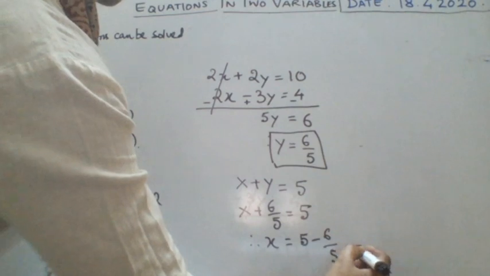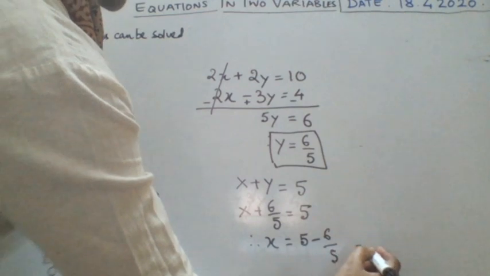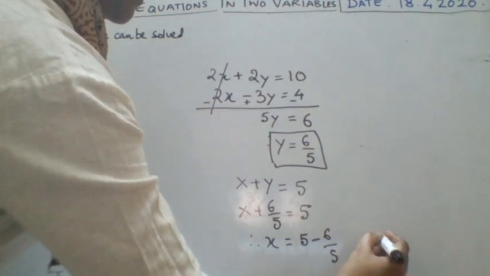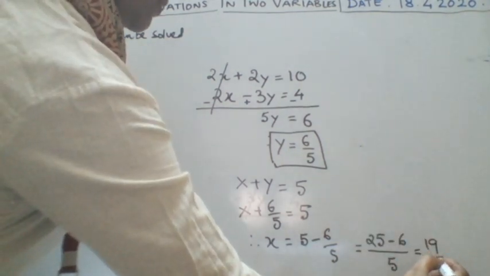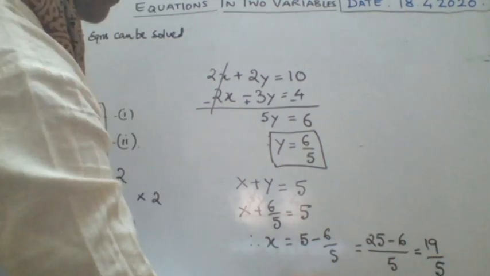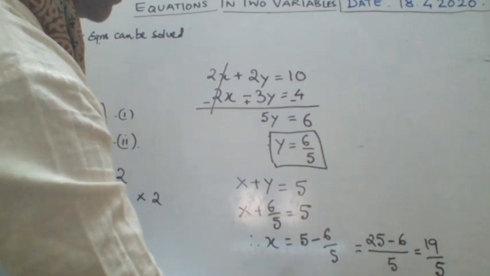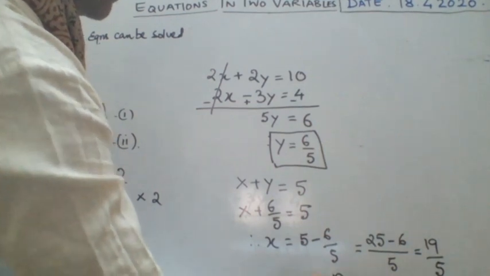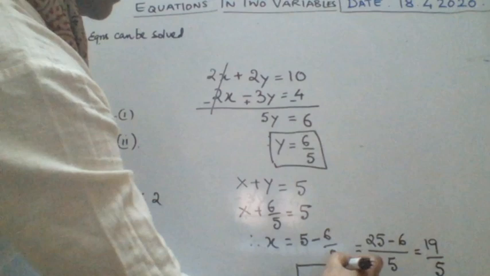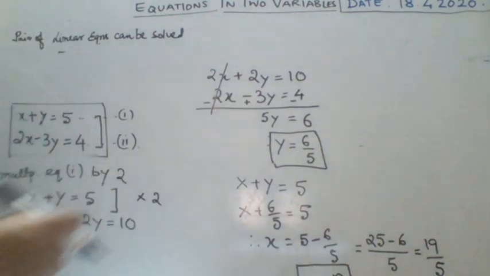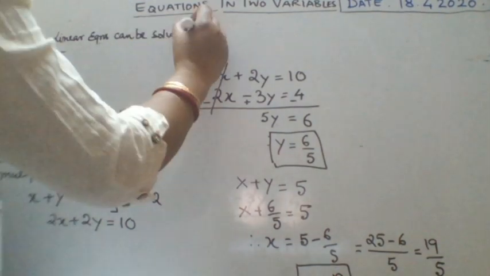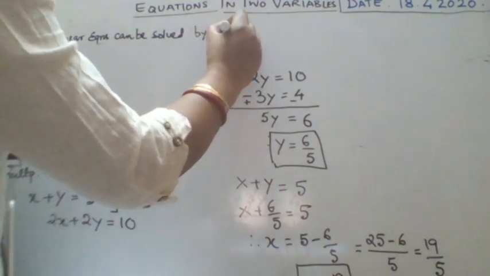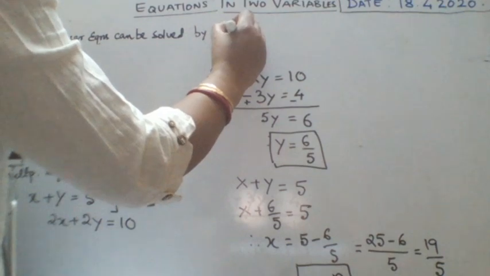This is equal to, LCM is 5, 25 minus 6, that is your 19 upon 5. So the value of x is again, you have got, that is 19 upon 5. So my dear students, please see that the pair of linear equations can be solved by today's topic, that is elimination.